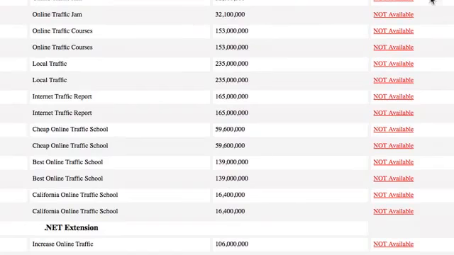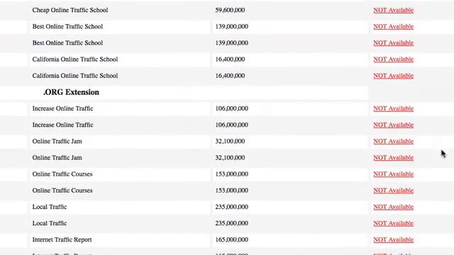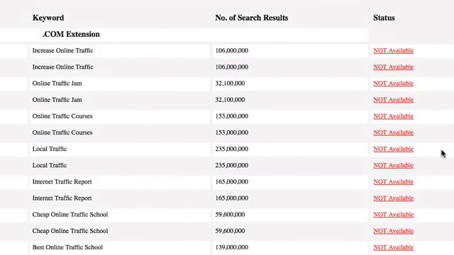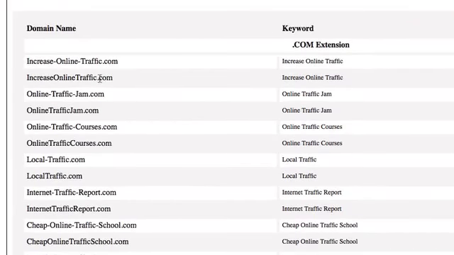As you can see, most of these are not available anymore. This is why it takes a lot of creativity and imagination to come up with very good domain names, because most one-word, two-word, even three-word top domains are really not available anymore. So what I usually do is take, for example, increaseonlinetraffic.com. I like the sound of these three words together.